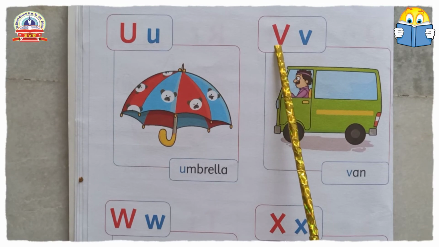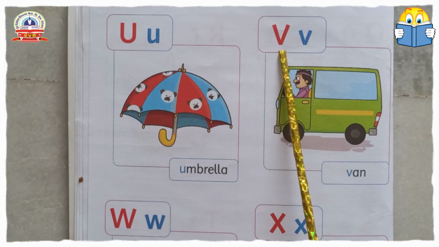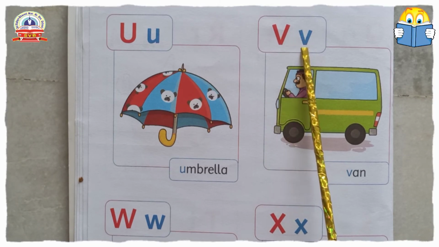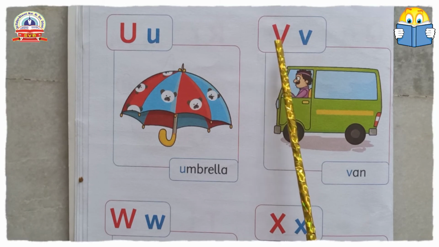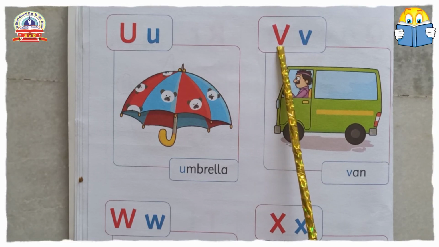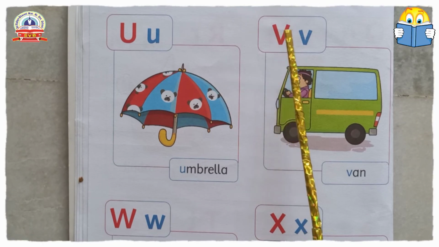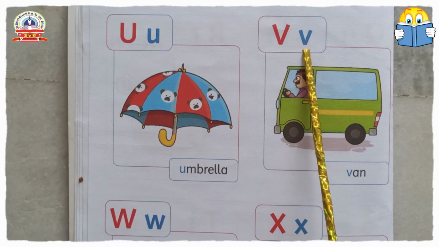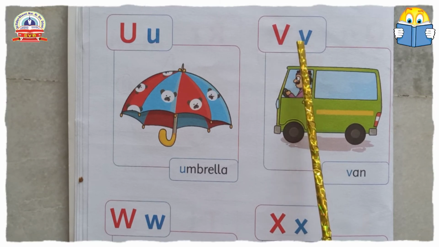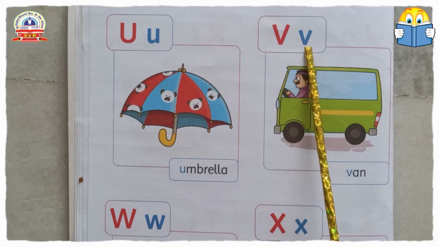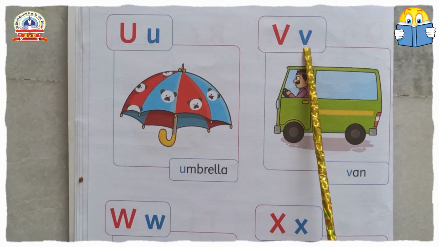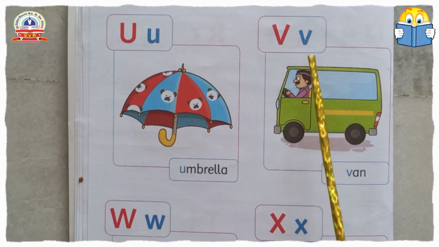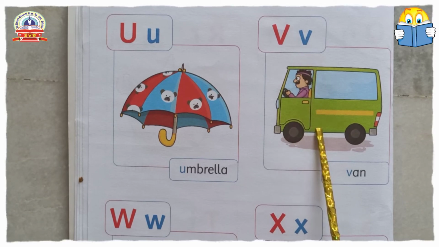Good. Now see the next letter. V. This is capital letter V. And this is small letter V. Tell me children. V. This is small letter V. Sound of V is V. V. Van.